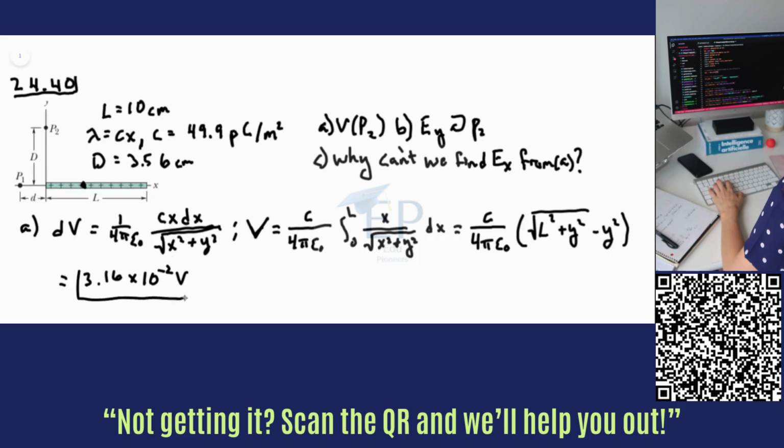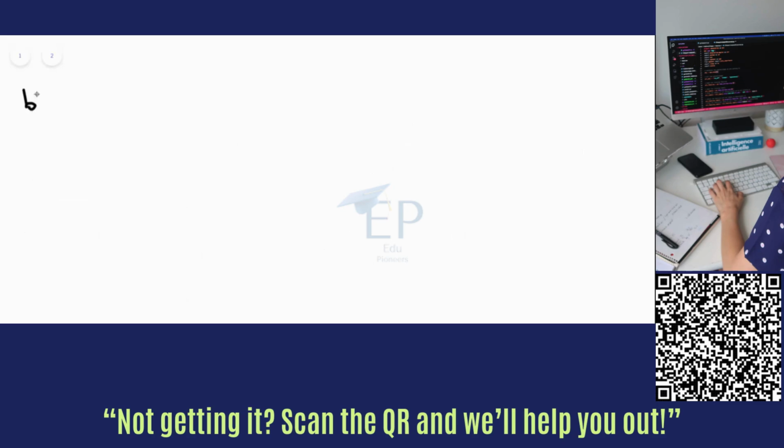And so if we go ahead and evaluate this for the coordinates of P2, we get 3.16 times 10 to the negative 2 volts.